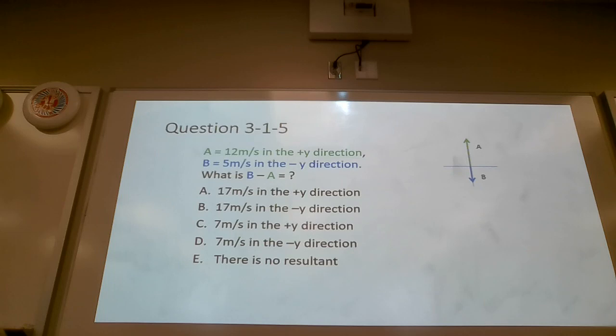Tell your neighbor. Tell them how you got there. Correct answer is? Answer is B. Flipping the green arrow down because the negative was applied to the green, to A.